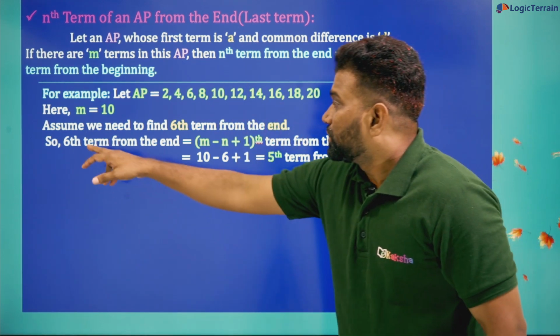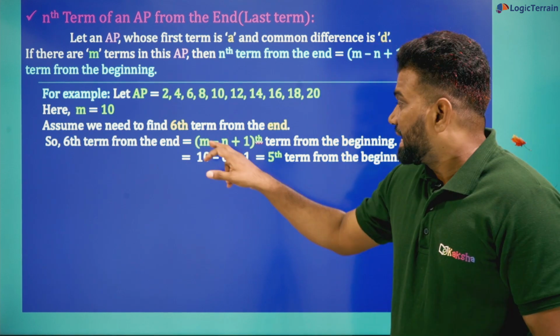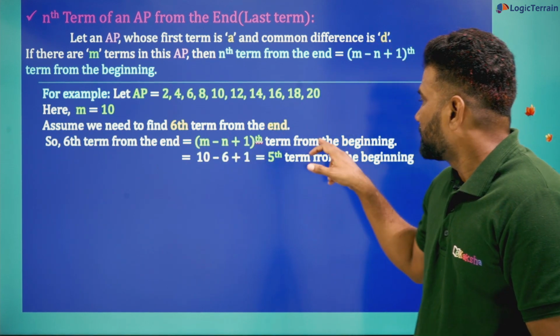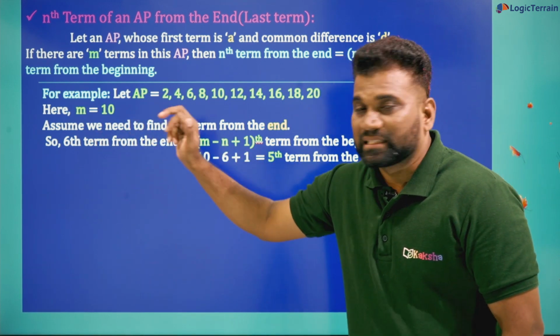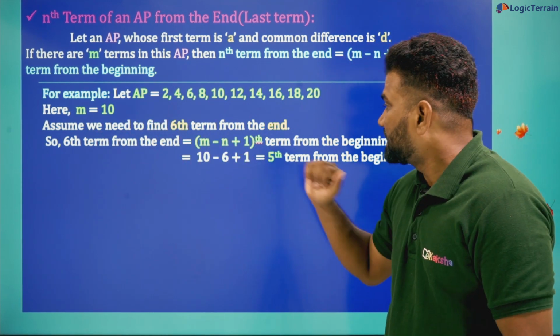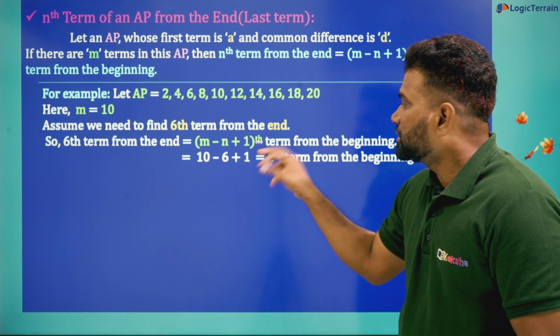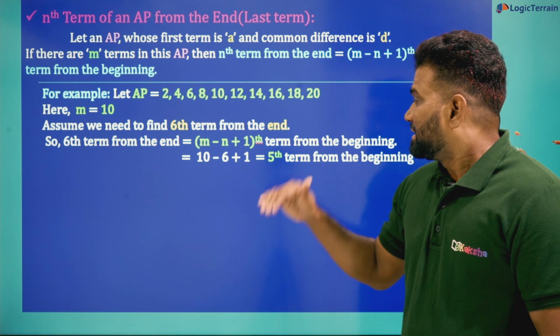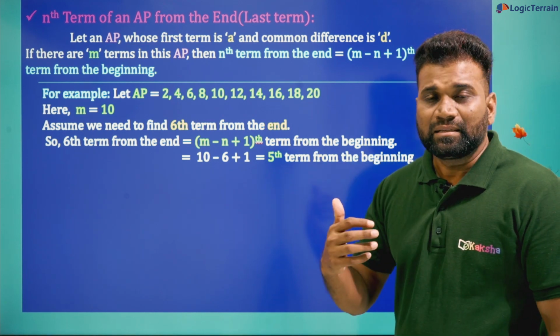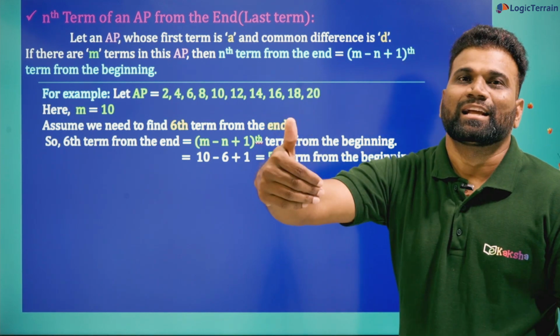The 6th term from the end will be the (m minus n plus 1)th term from the beginning. Here m is 10 and n is 6, because we need to find the 6th term. So 10 minus 6 plus 1 gives 5. So in this AP, the 5th term from the beginning will be the 6th term from the last.